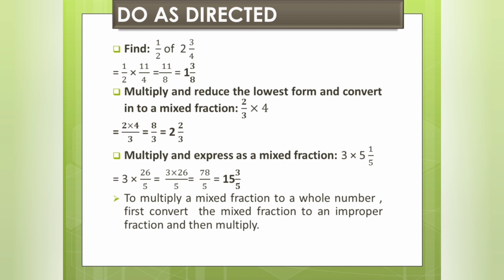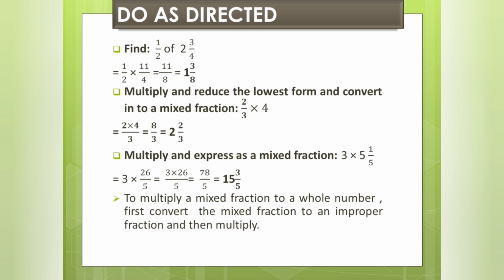Now third question, multiply and express as a mixed fraction. Question, 3 multiplied by 5 integer 1/5. So here we will convert 5 integer 1/5 into an improper fraction, then we'll get 26/5. So that is equal to 3 multiplied by 26/5. 26 3s are 78 upon 5. Then 78 divided by 5 we will get 15 integer 3/5.